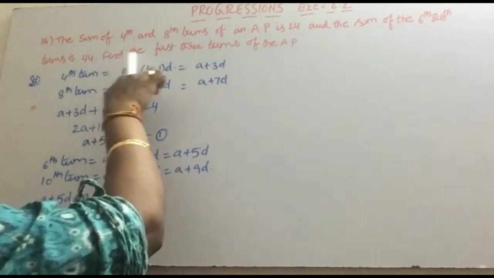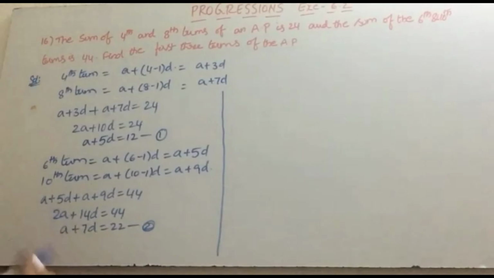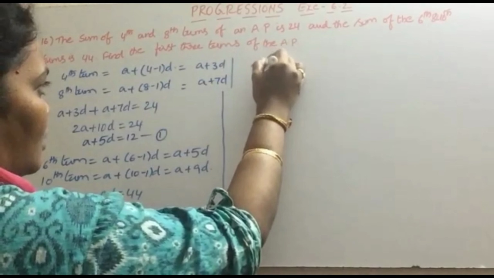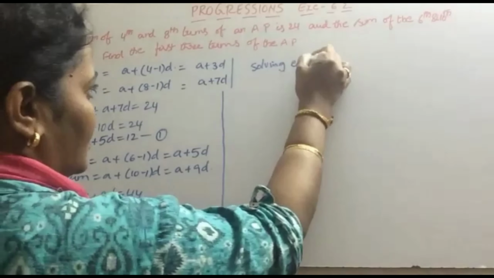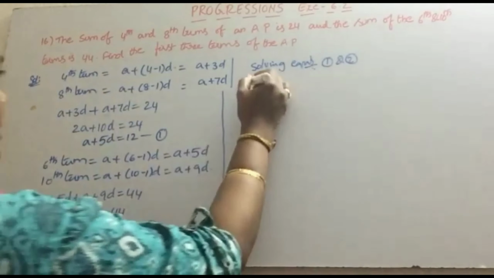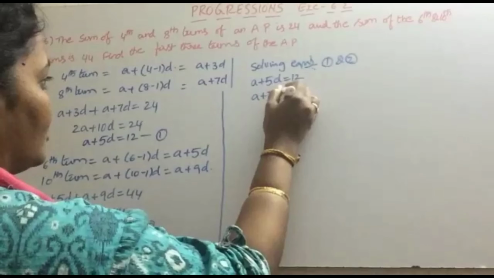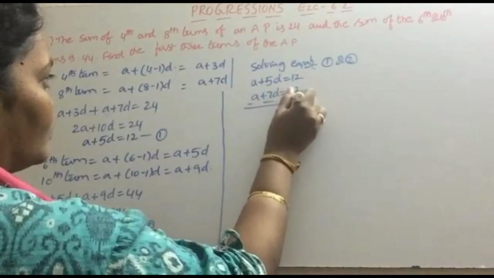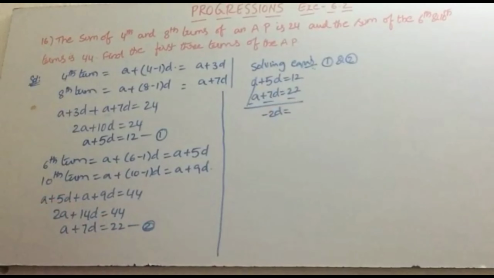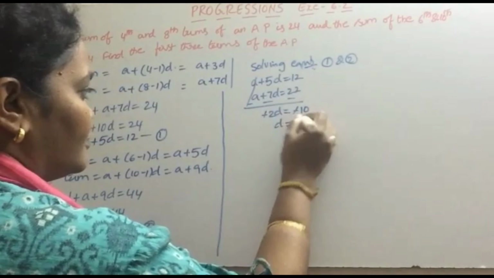They are asking to find the first three terms of the AP. So now we will find the values of a and d by solving equations 1 and 2. So a plus 5d is equal to 12, a plus 7d is equal to 22. Subtracting, minus 2d equal to minus 10. So d equal to 5.